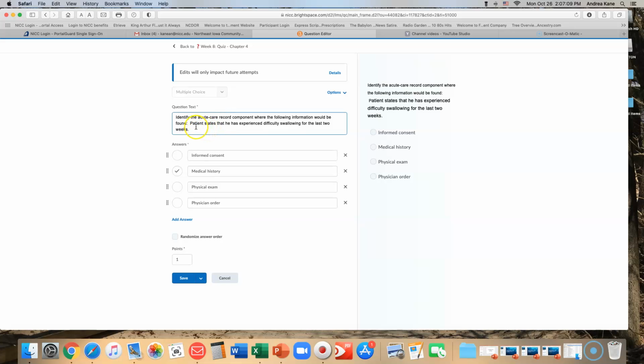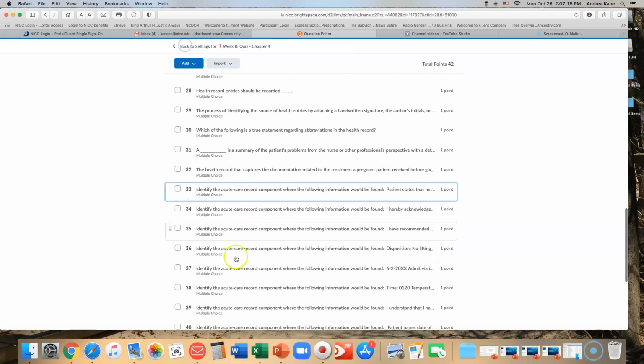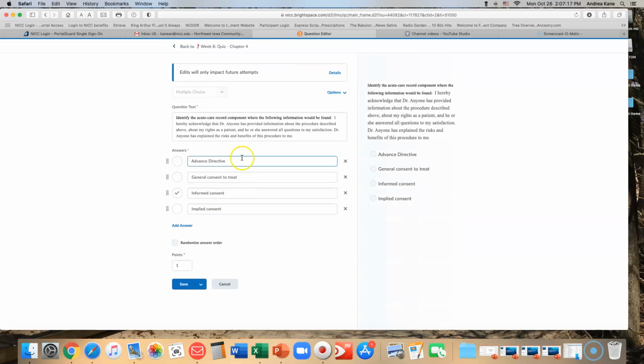And this is where you really need to understand what they are and the kind of information they would have in them. So, for instance, that was history. This phrasing, "I hereby acknowledge doctor provided information about the procedure, my rights as patient." You needed to know it was informed consent.